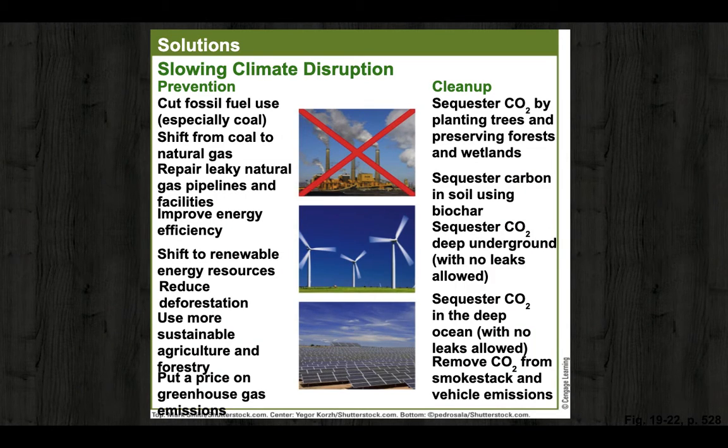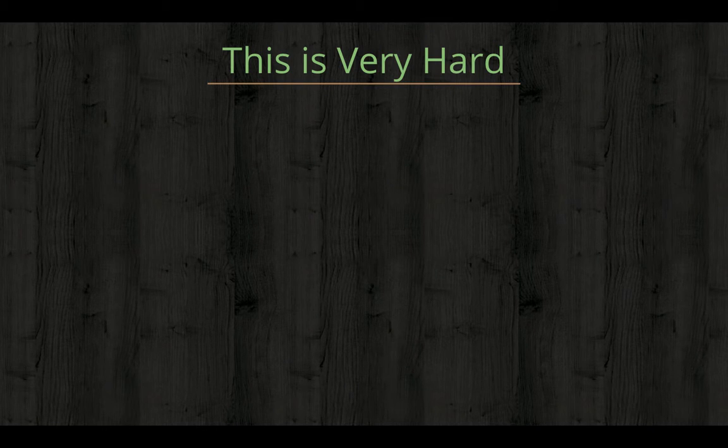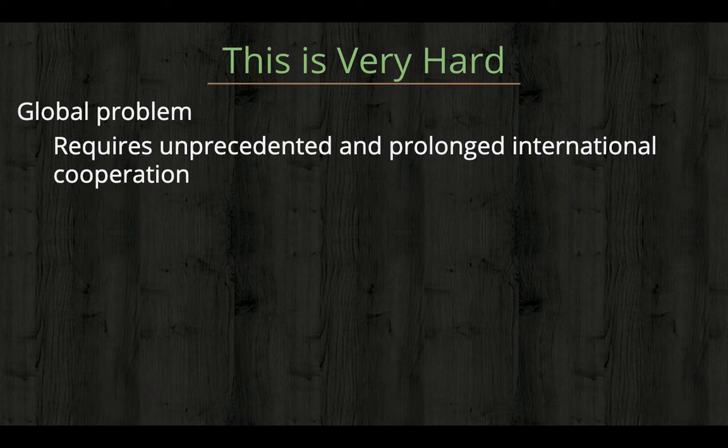So here's one of these slides. You can look at it on your own. But of course, this is difficult. You can kind of think of some reasons why, but really it's a global problem. The tragedy of the commons strikes again. There really needs to be international cooperation, just like with CFCs and the Montreal Protocol.